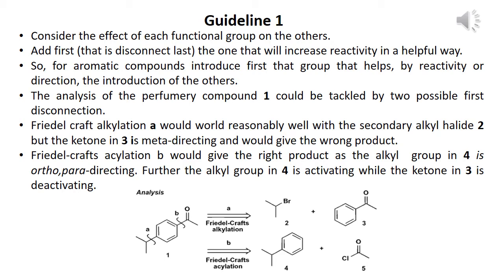Like 4, when it will be acylated, we can get 1 easily. And number 2 is that if we would use 3 and then alkylate, the first product will not be found because the ketone in 3 is meta directing, not ortho-para directing. And the second one is that this is a deactivating ketone while the alkylated benzene or alkyl group is activating. So B disconnection is preferred in all respects.